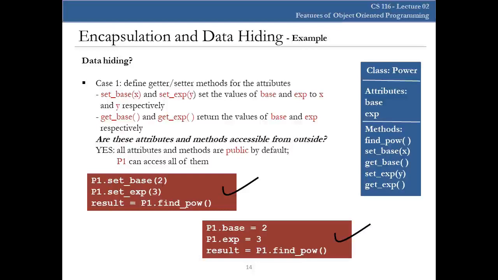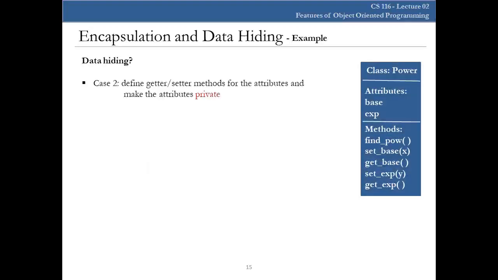So if you want to do that, for that we'll consider another case, case 2. Now what will we do in case 2? In case 2, we'll define getter setter methods, but at the same time we'll make these attributes private. And if you recall, I defined private attributes or private methods as the ones which cannot be accessed from the main program, although they can be accessed within the class.